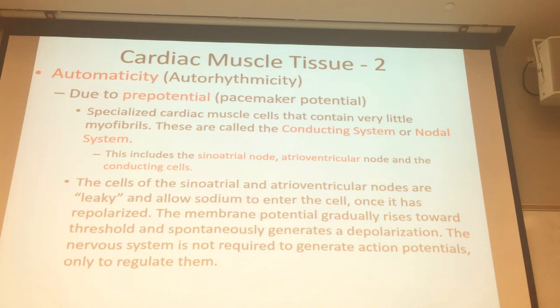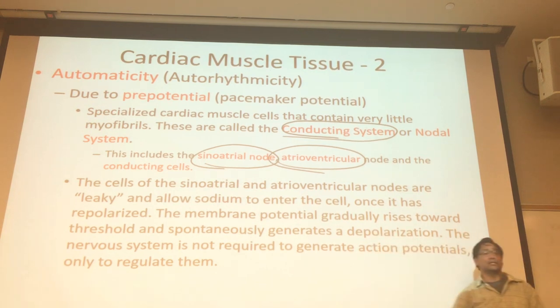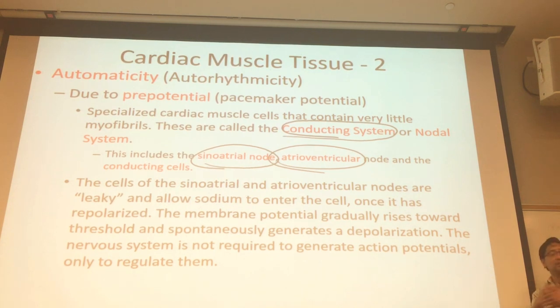Now, the way that this works is you have specialized cells called the conducting system, and it includes the sinoatrial node, the atrioventricular node, and what are called conducting cells, okay? I'm actually focusing on sodium because it's the thing that you're most used to. Technically, it's actually calcium, but I want you to focus on sodium, okay? The cells of the conducting system are leaky, so they have a lot more leak channels, and that allows sodium, or essentially a positively charged ion, to slowly enter the cell. And when it slowly enters the cell, what happens to the resting membrane potential? It starts to rise until it reaches threshold on its own.